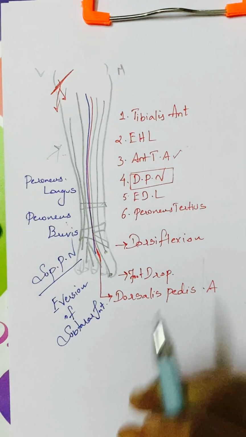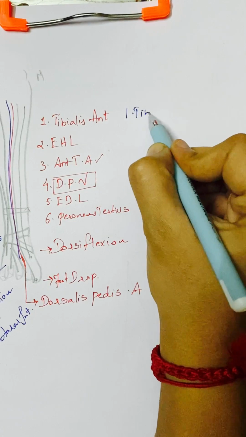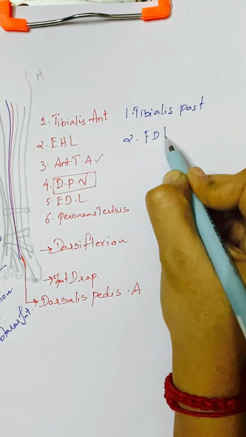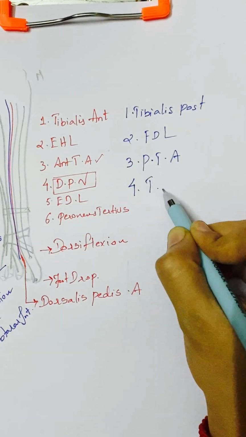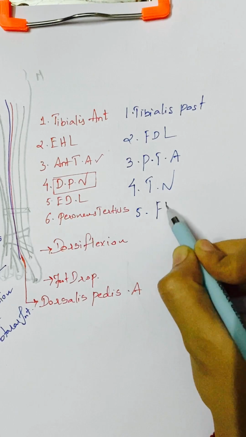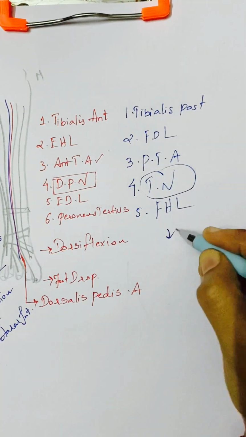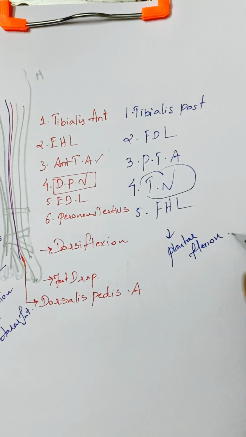Now moving on to posterior compartment of leg. From medial to lateral we have tibialis posterior, flexor digitorum longus, posterior tibial artery, tibial nerve, flexor hallucis longus. Now all the muscles are supplied by tibial nerve. They perform plantar flexion at ankle joint.